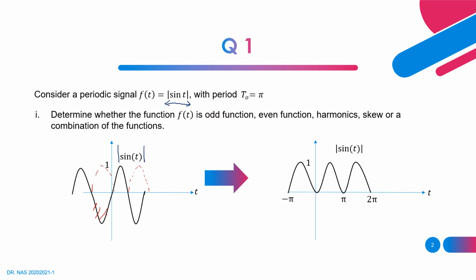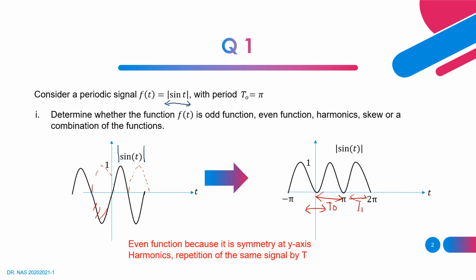From here you can determine whether it's odd, even, harmonic, skew, or else. Obviously you can notice that the signal is symmetry. It's a mirror image, so the signal is basically an even signal or even function. And you can see also the fundamental T repeating again and again. So this is basically a harmonic signal as well.